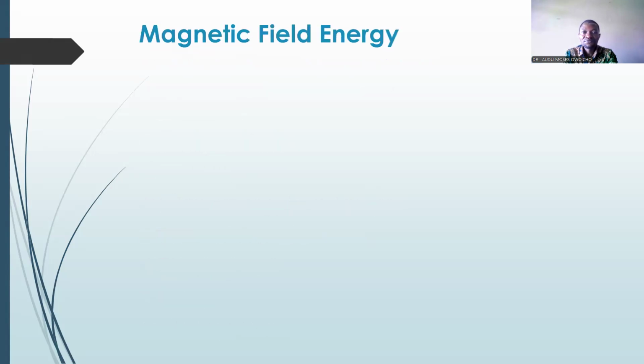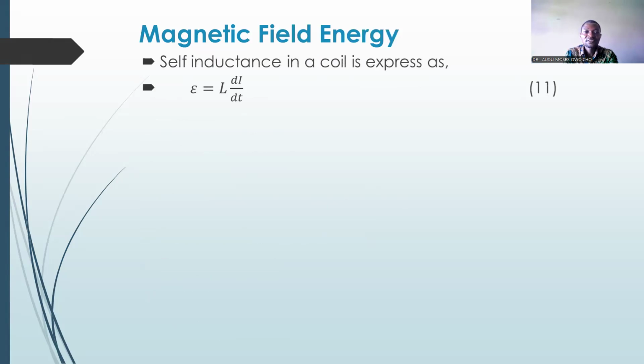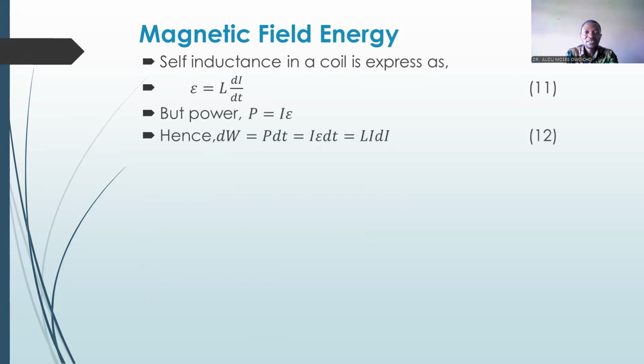Let's look at the magnetic field energy of an inductor. We have earlier seen that self-inductance is expressed by this, and we know that power is given as current times the induced EMF. If we take the rate of change of work done to be P, the power times the rate of time, and if we simplify this for power, we'll have that the change in work done is equal to this.